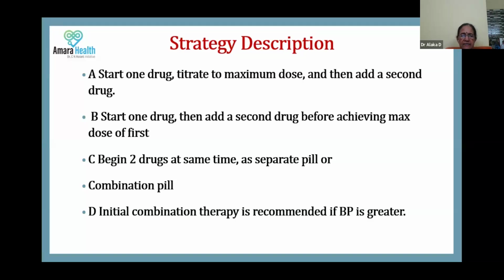And the last is initial combination therapy, which is recommended. You start only with a combination therapy when the blood pressure is in stage 2 or higher. So if there is a high BP, diastolic more than 100, 110, 116, then we have to start a combination therapy of 2 or 3 drugs right from the beginning.